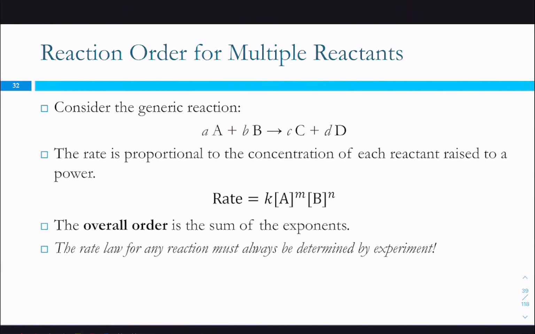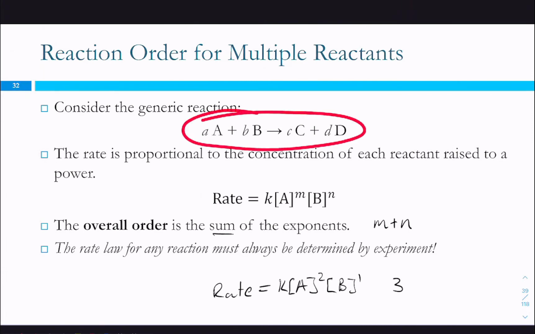So the overall order is the sum of the exponents. So M plus N would give you the overall reaction order. So if we had a reaction that was experimentally determined to be A raised to the 2, B raised to the 1, the overall reaction order for that would be 3. Unrelated, we can't pull that information just out of the stoichiometry. Again, you have to do the experiment.